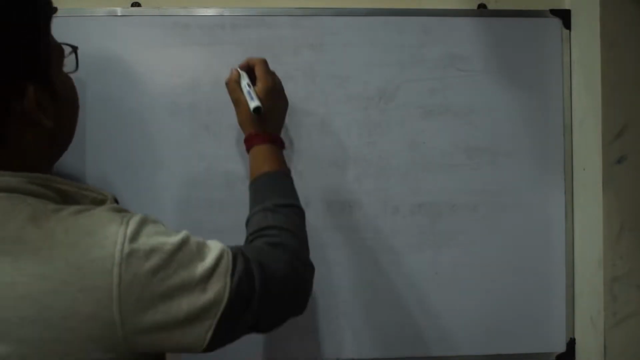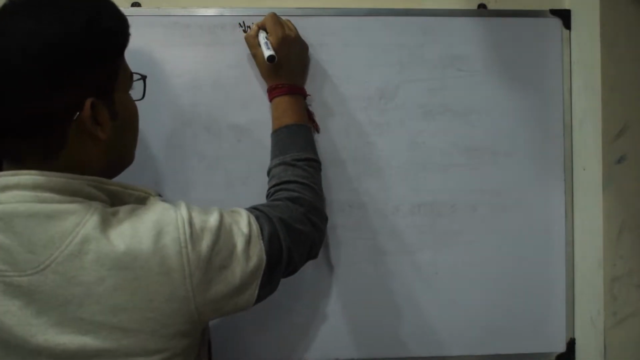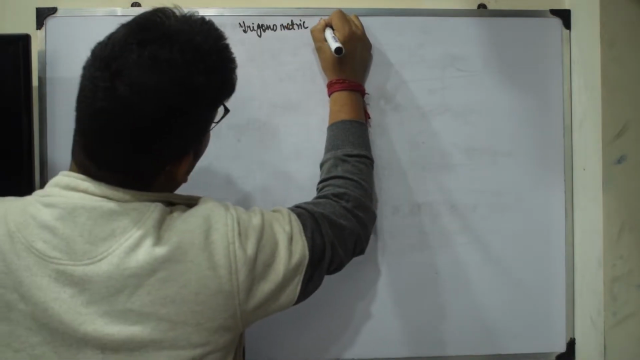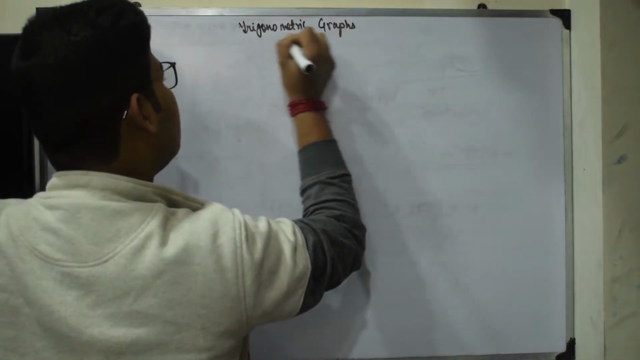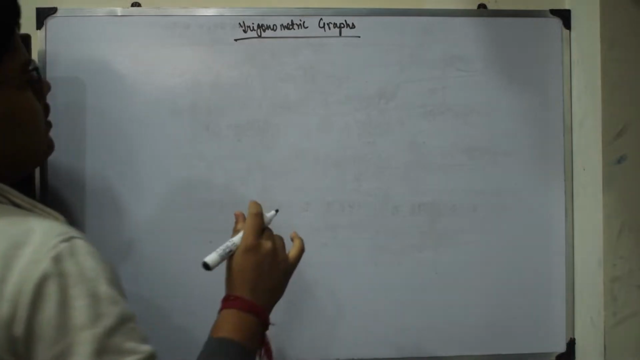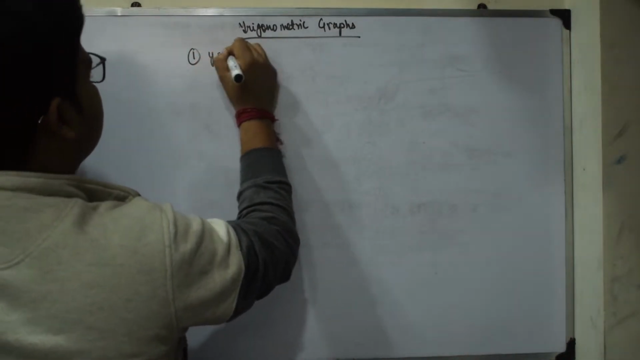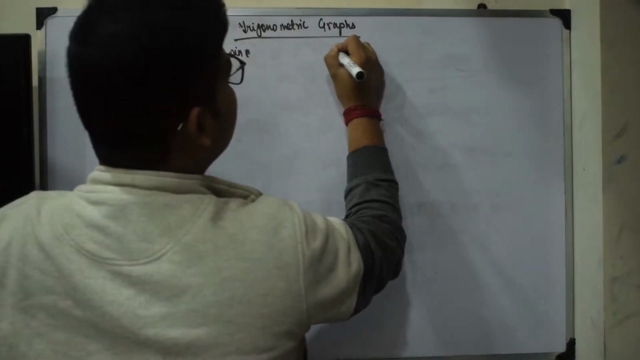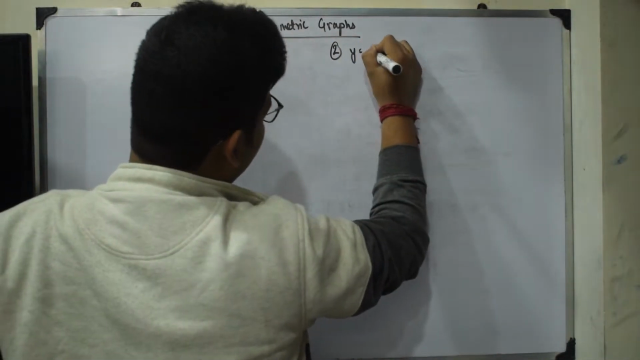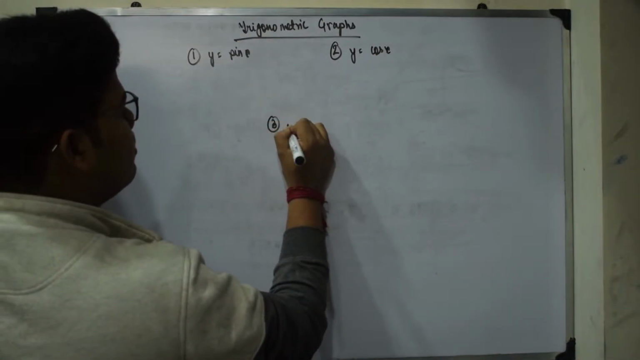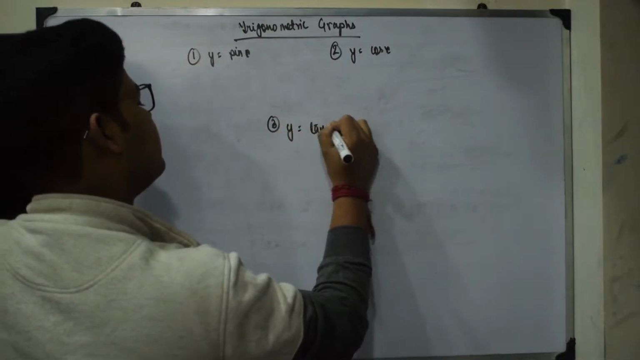Now the graphs are trigonometric graphs. We will be dealing with three main trigonometric graphs, that is number 1 y is equals to sin x, number 2 y is equals to cos x, and number 3 y is equals to tan of x.